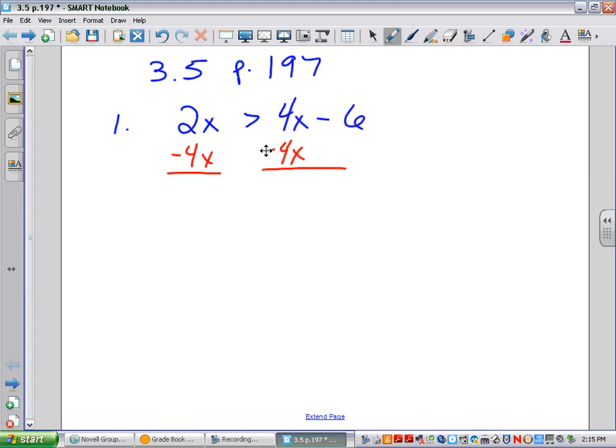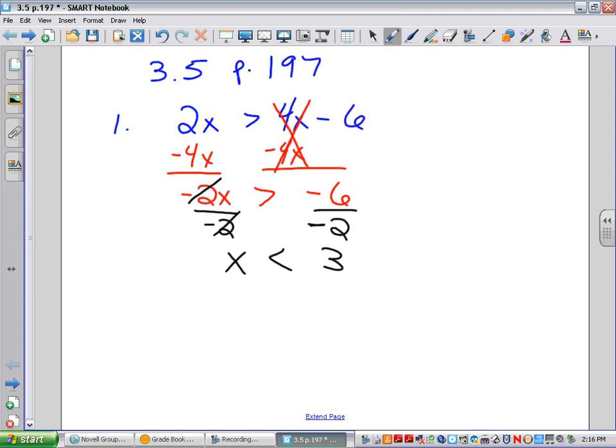So continuing the problem, this would give me negative 2x is greater than, you can X that out, negative 6. My next step would be to divide by negative 2. I can mark out my negative 2's. X, and because I'm dividing, oops, forgot my negative right there. I'm dividing by negative, I switch the sign. Reverse the direction of the sign. And that would be a positive 3.